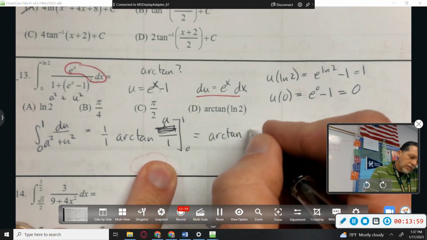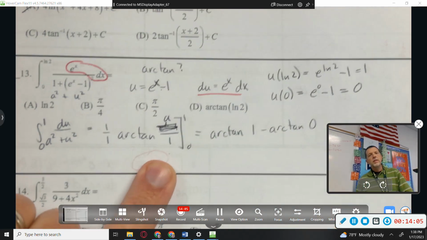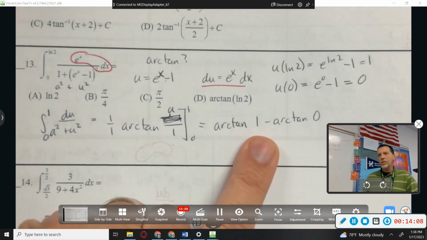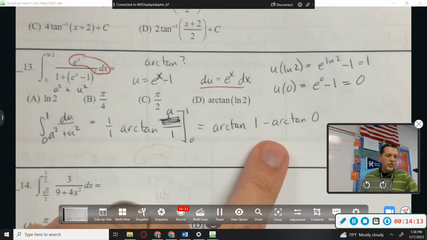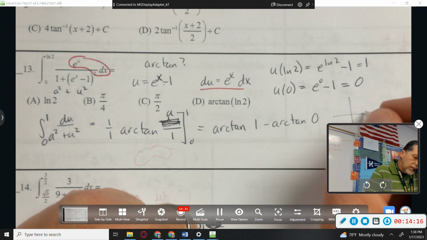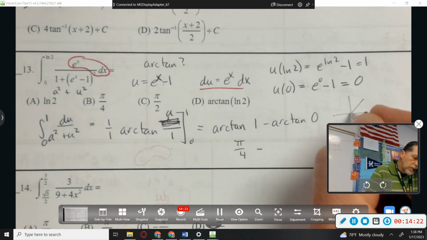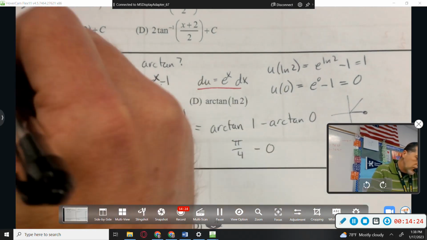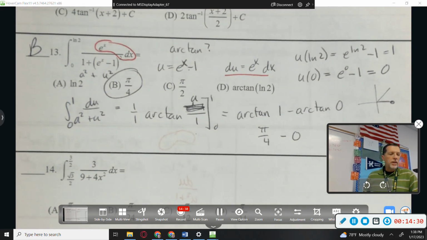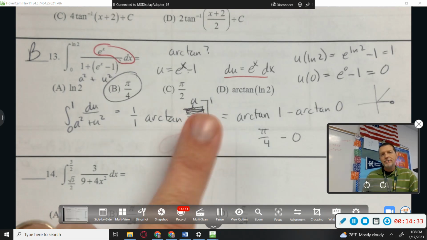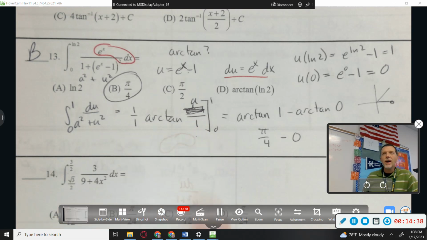So arctan of 1 minus arctan of 0. By the way, that is a safe stop because those are calculator ready. So if you got something like that on a free response question, you could leave it like that. Arctan of 1, that would be pi over 4. Arctan of 0 is 0. So pi over 4. I did not mean to make that mistake, but I'm glad I did because I made it on the video. So if you see me floundering along in the video at number 20, that's why.